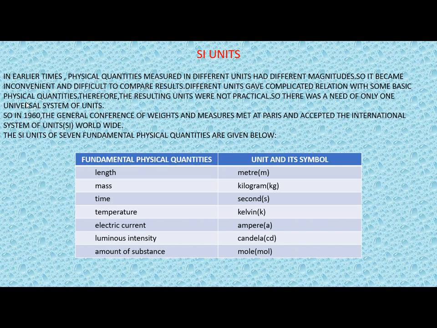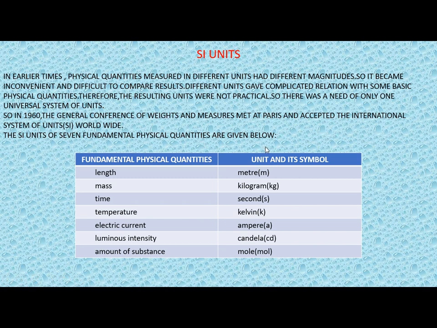So in 1960, the General Conference on Weights and Measures met at Paris and accepted the International System of Units. This is the full form of SI, that is, International System of Units, used worldwide. The SI units of the 7 fundamental physical quantities are given below.